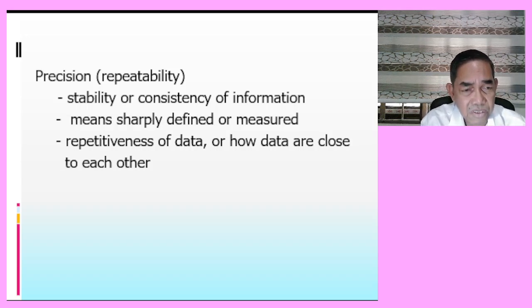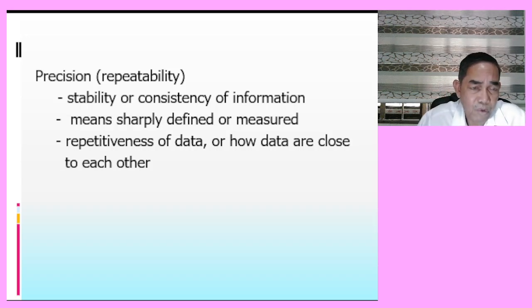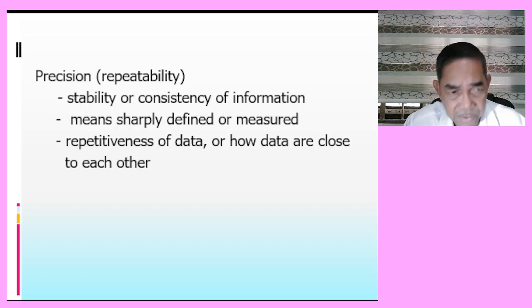The data that you collect are close to each other, and therefore, when you say precision, this would be applicable only to data collected repeatedly. You cannot talk of precision with just one data collection. So when you collect data repeatedly, and then you get the same results, then the data is precise.